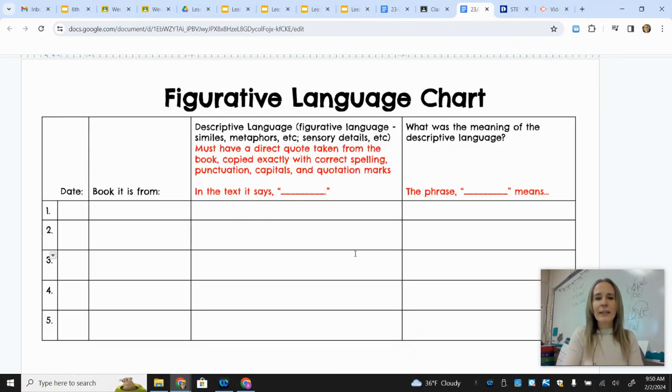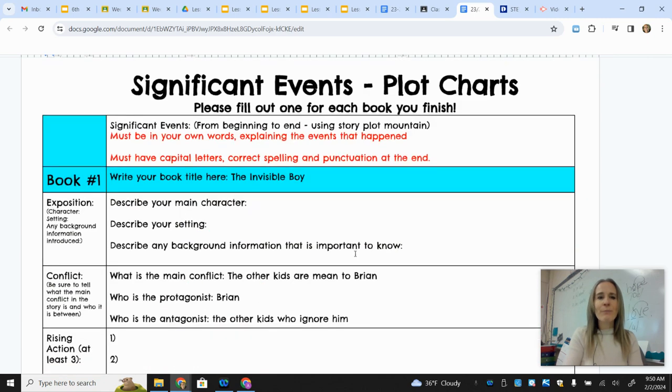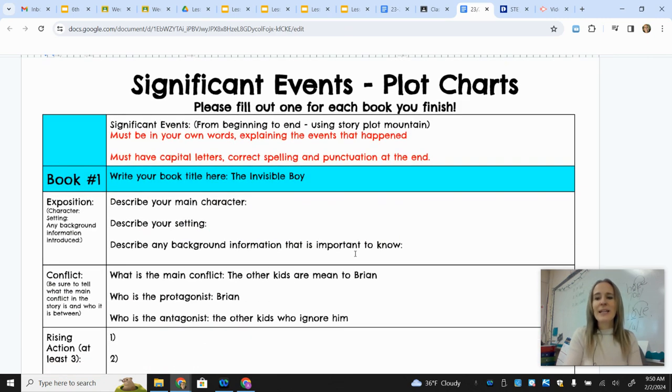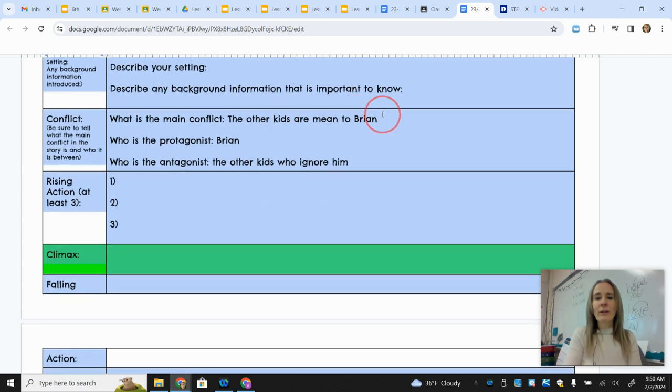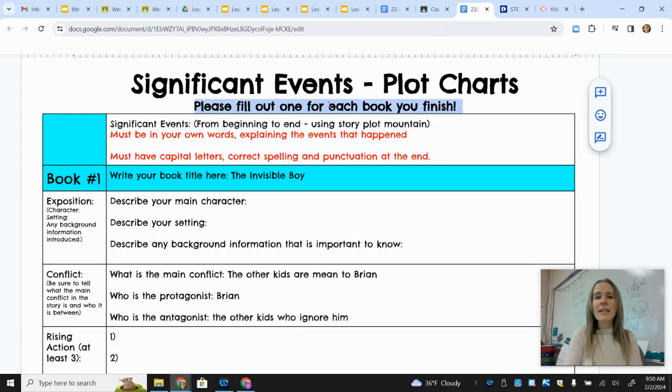And then the last chart is the biggest difference. Okay? This is the significant events chart, but if you notice, it does not look anything like the chart you've seen in the past, and the directions are different. So it says you have to fill out one of these for each book you finish. So if you are bringing up a book to check back in, you would need to make sure that you are filling out this chart first.